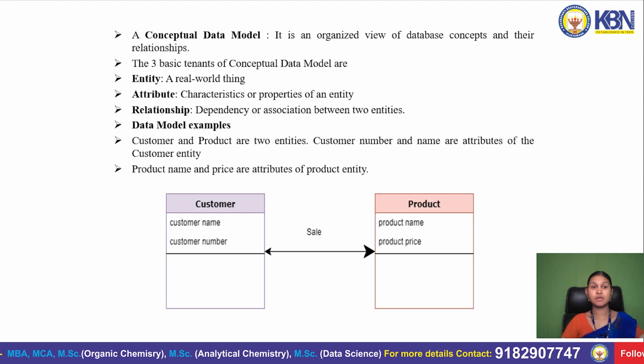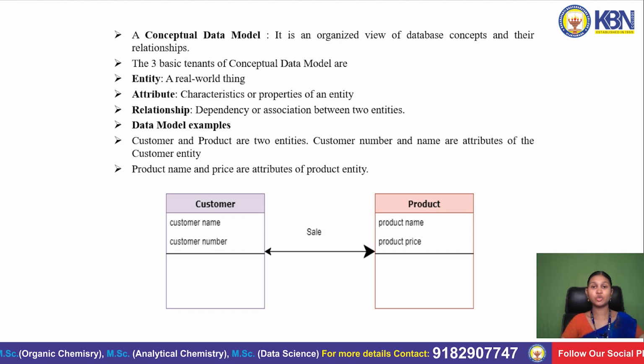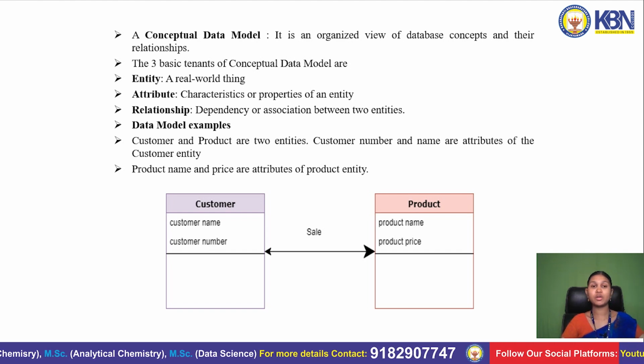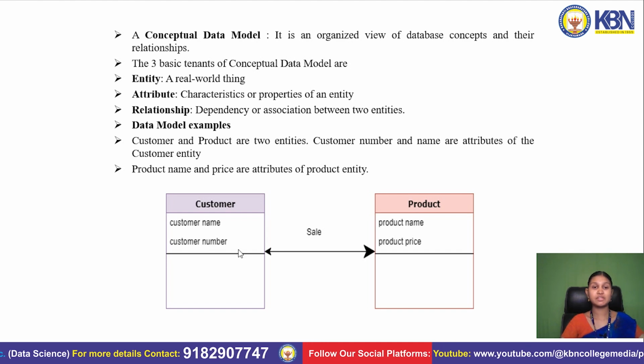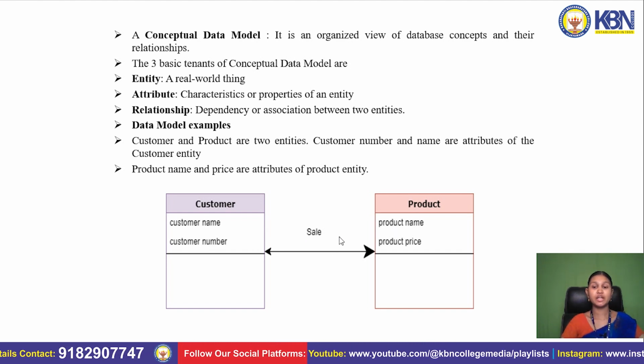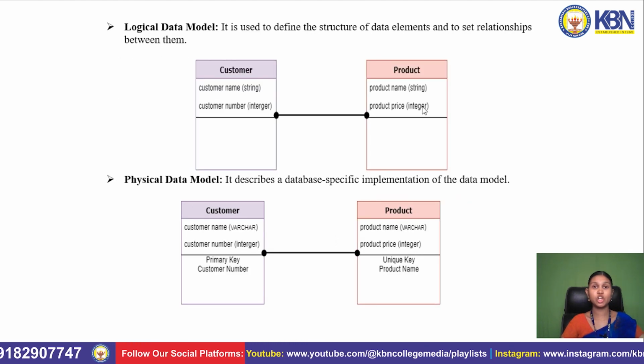Here, let us say for example, customer and product are the two entities. You have to know the customer number and the customer name. Next, coming to the product name and product price, and these form the customer-product relationship in the data model. Next one, logical data model.